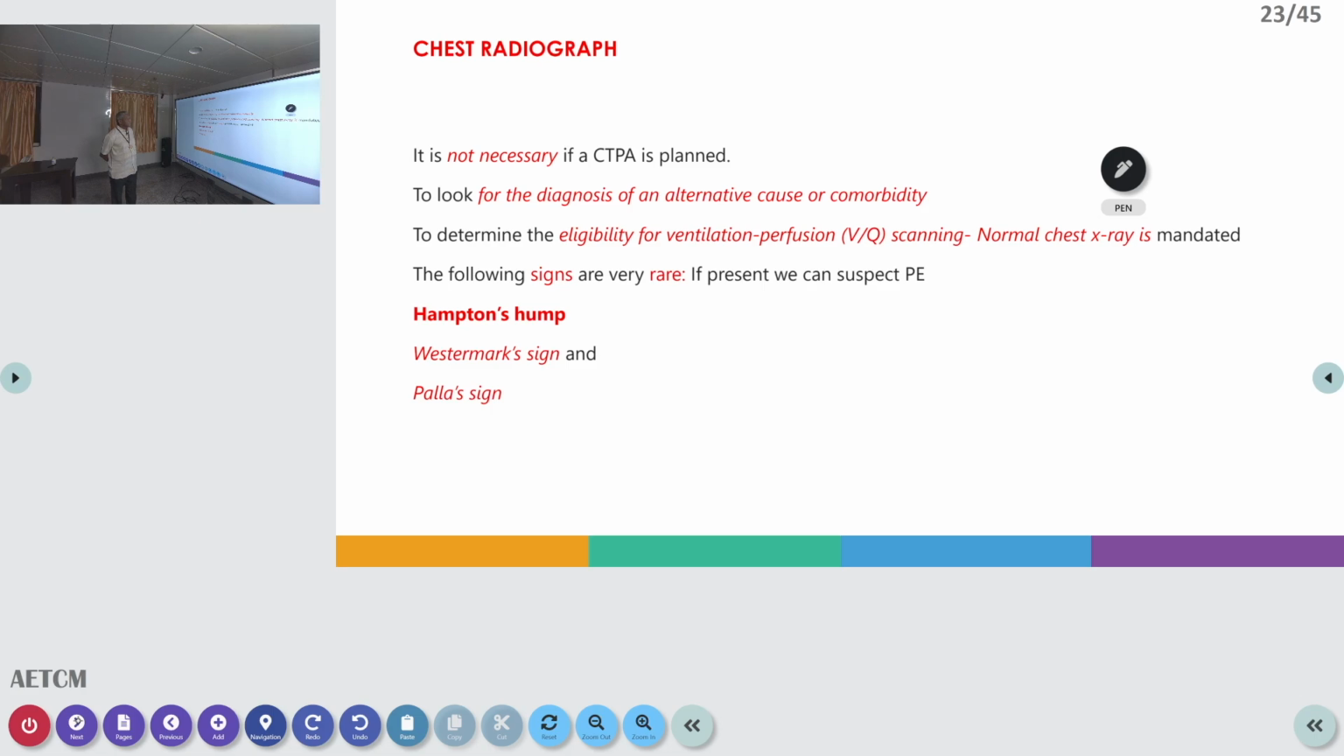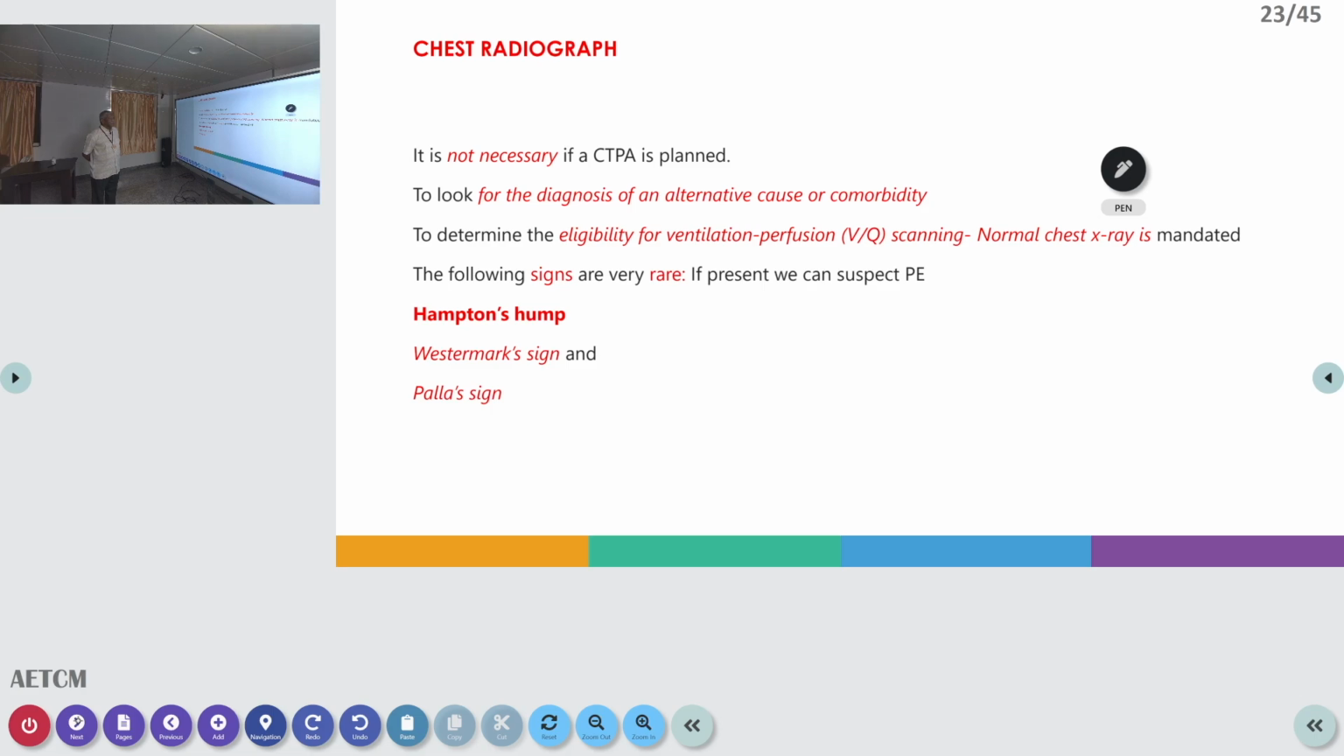Also, the chest X-ray is not necessary if you are planning for CTPA. So directly we can go for it. Here the chest X-ray will be useful for the diagnosis of an alternative cause or comorbidity. So this is the most important use of chest X-ray.